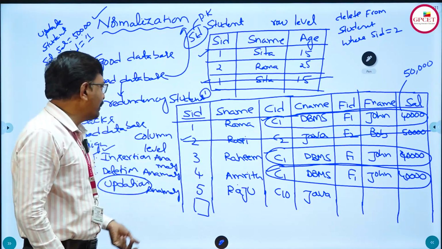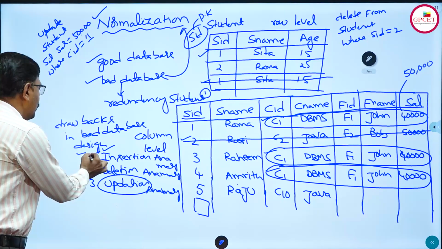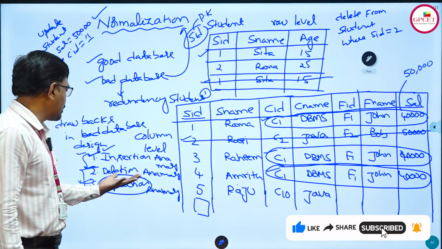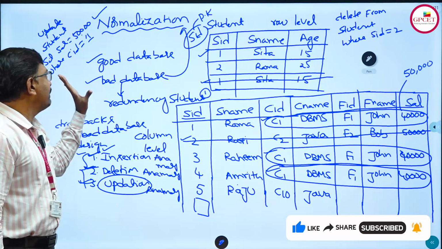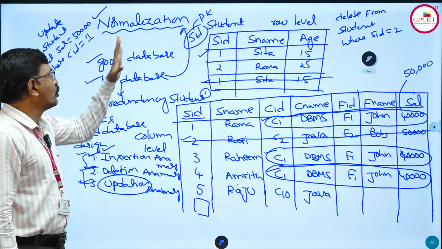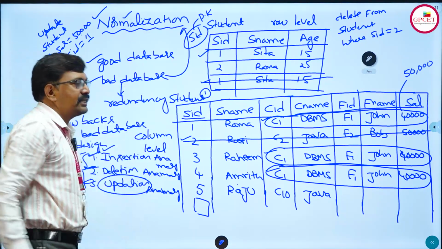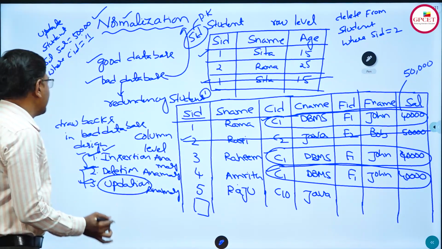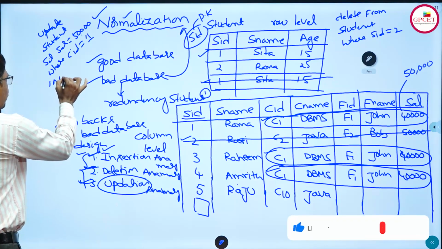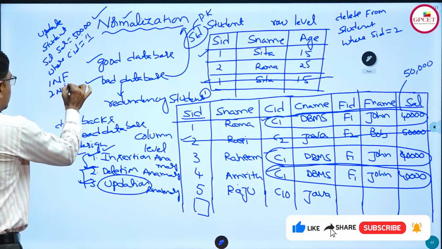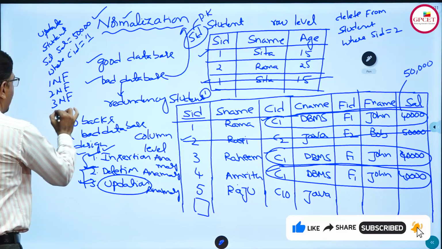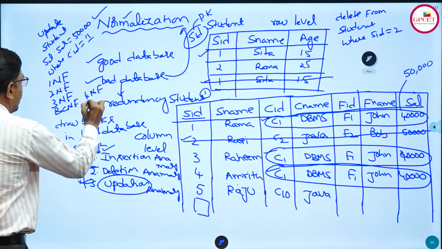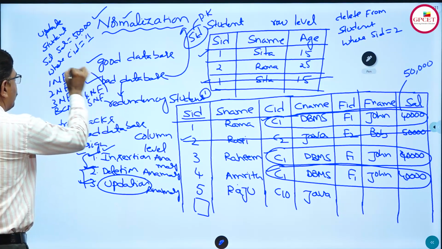Whereas in column level duplication, what are the problems? One is the insertion problem, then the deletion problem, and then the updation problem. That is the good database and the bad database. That's why you go for normalization. Normalization is a process of decomposition into smaller relations. There are different types of techniques in normalization: first normal form, second normal form, third normal form, BCNF, fourth normal form, fifth normal form. We will see them one by one.